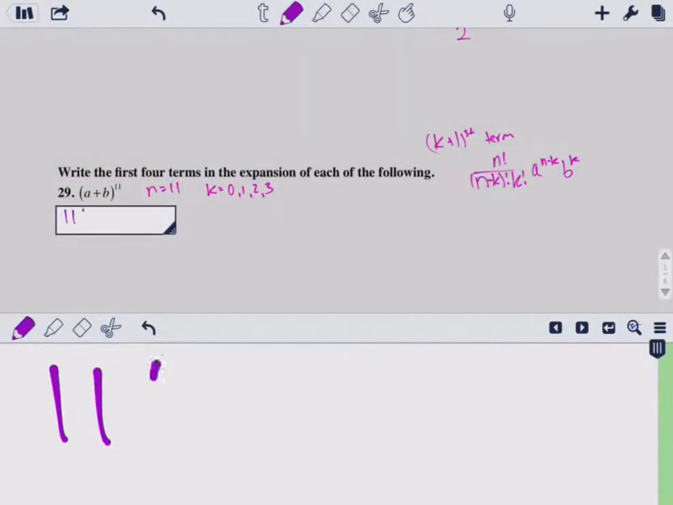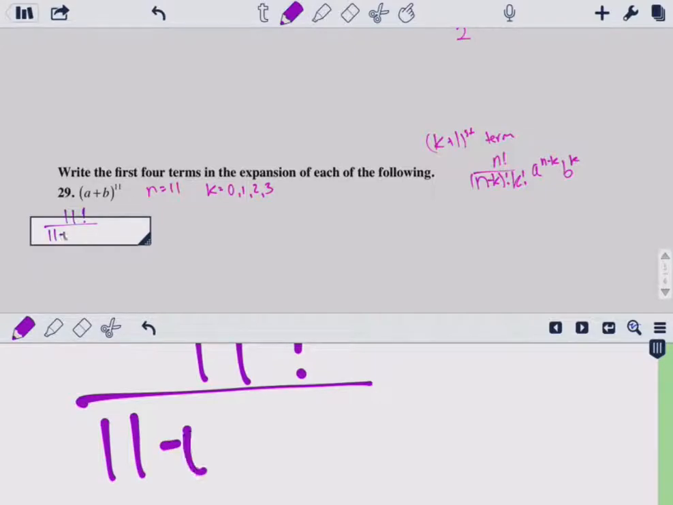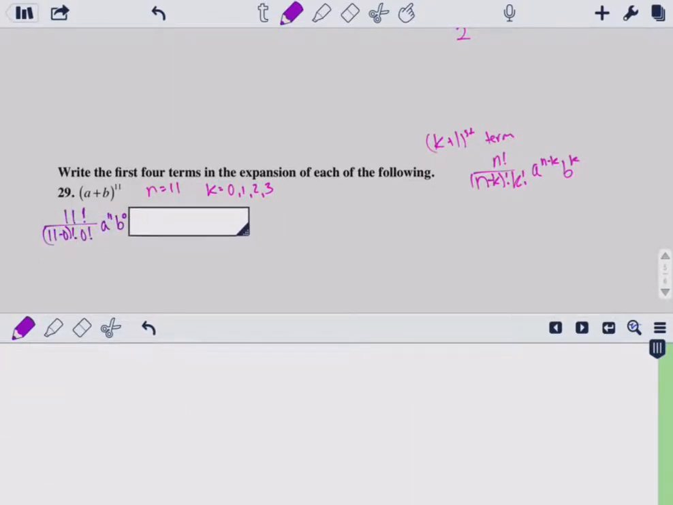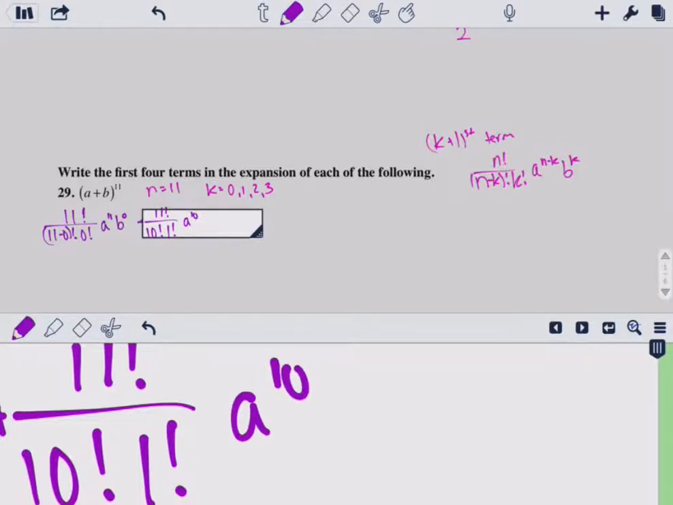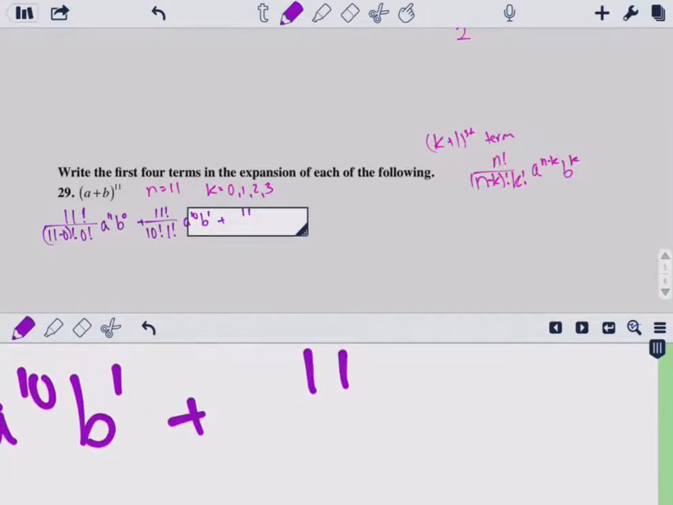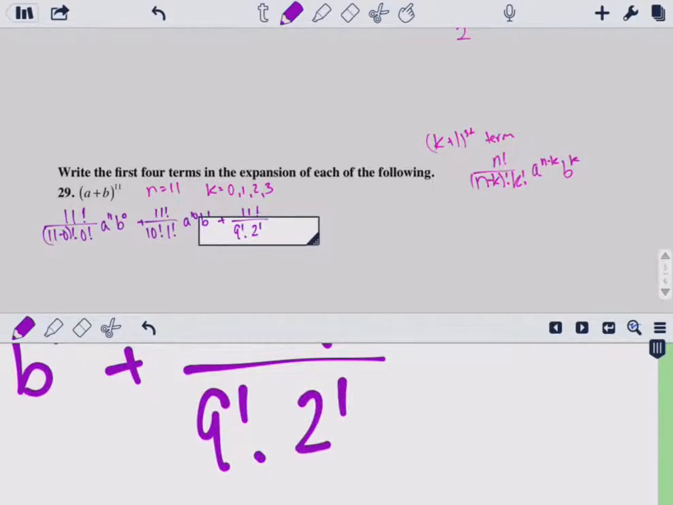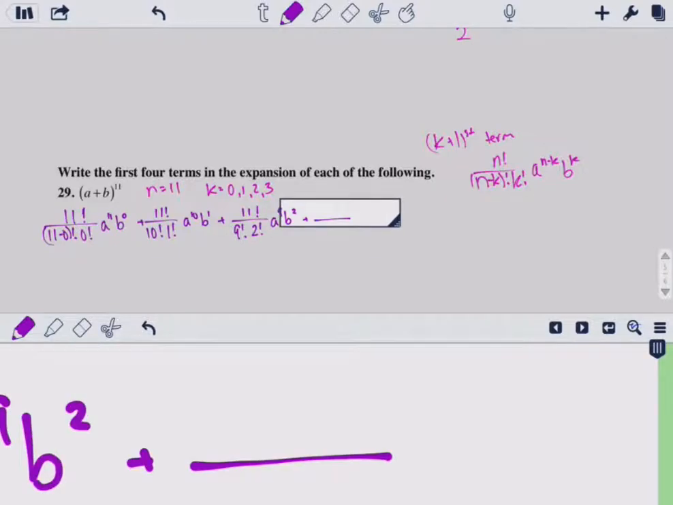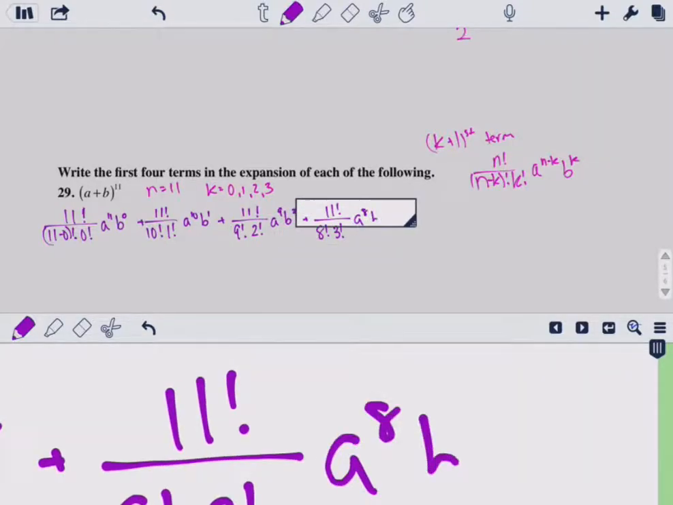All right, 11 factorial over 11 minus 0 factorial times 0 factorial times a to the 11th, b to the 0, plus 11 factorial over 10 factorial 1 factorial times a to the 10th, b to the 1st, plus 11 factorial over 9 factorial 2 factorial times a to the 9th, b squared, plus 11 factorial over 8 factorial 3 factorial a to the 8th, b cubed.